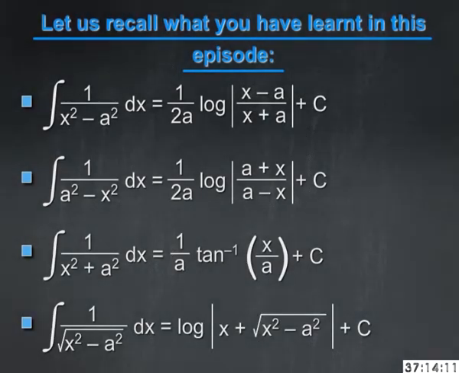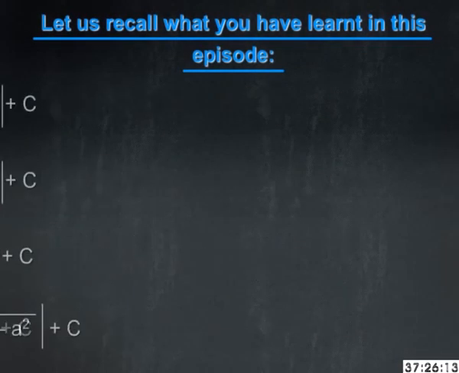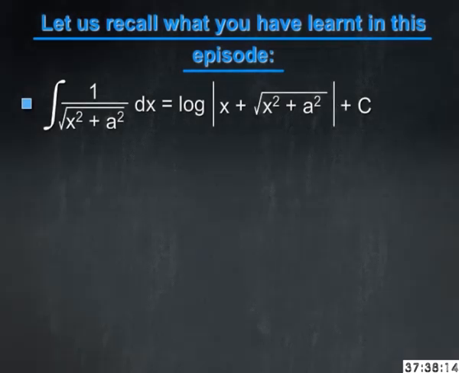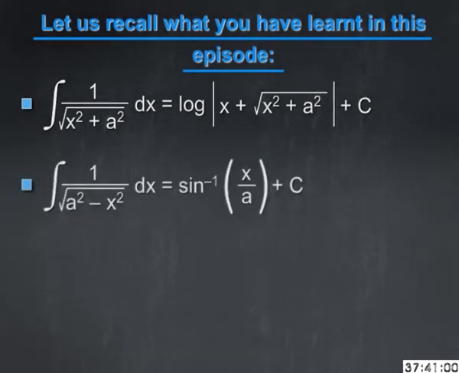Integral of 1 upon square root of x square minus a square with respect to x is equal to log of mod x plus square root of x square minus a square plus c. Integral of 1 upon square root of x square plus a square with respect to x is equal to log of mod x plus square root of x square plus a square plus c. Integral of 1 upon square root of a square minus x square with respect to x is equal to sin inverse of x upon a plus c.